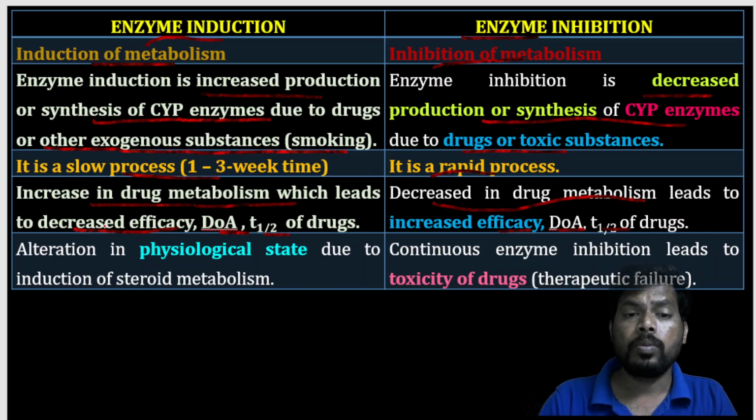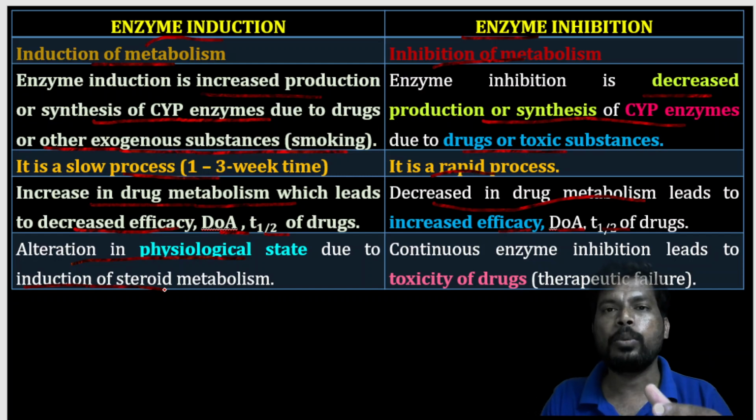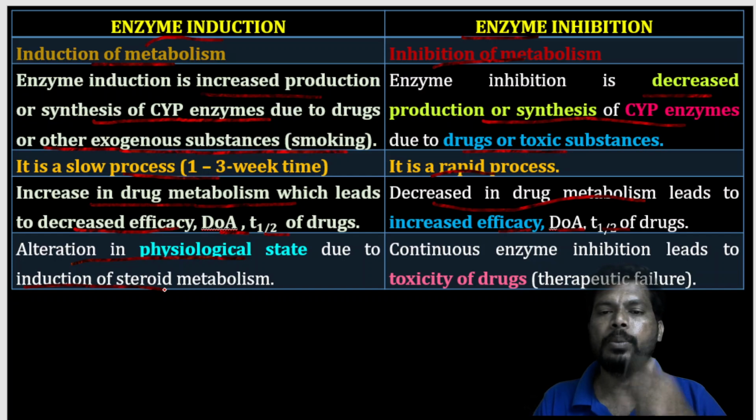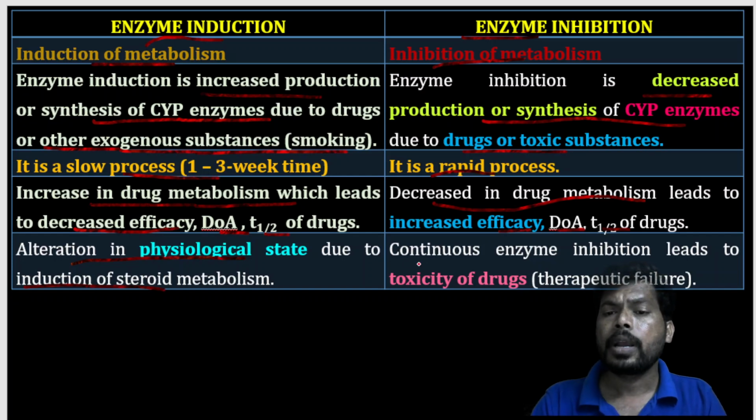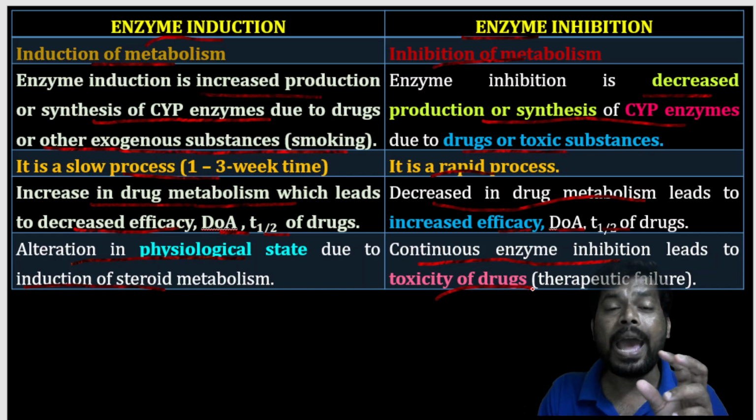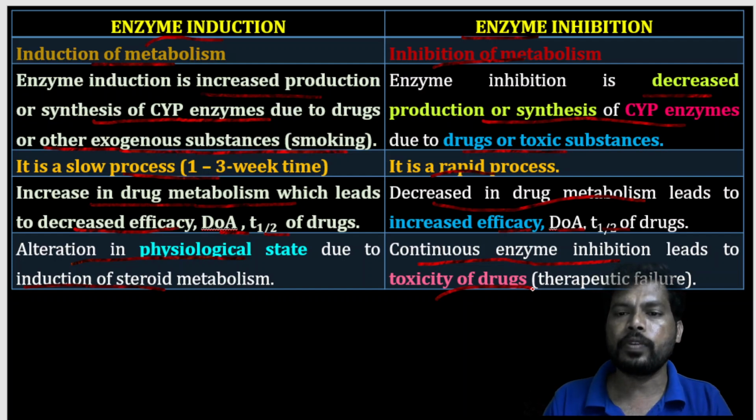Because of enzyme induction, there is alteration in physiological state due to induction of steroid metabolism. Some drugs increase the liver metabolic enzymes, and if those enzymes metabolize the steroids in the body, that leads to alteration in the physiological state of the body. Continuous enzyme inhibition leads to toxicity of drugs. If there is rapid inhibition of the metabolic enzymes, that leads to toxicity of the drug, that is, therapeutic failure.